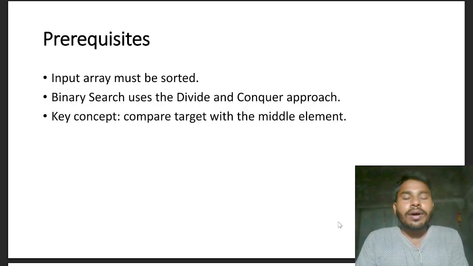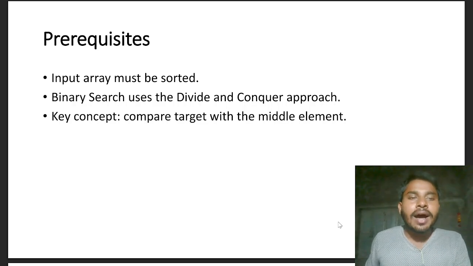There are some prerequisites of binary search. The first one is the input array: the given array must be in sorted order, because binary search uses a divide and conquer approach. The key concept of binary search is that it compares the target with the middle element, and based on that it shrinks the complete array to half.